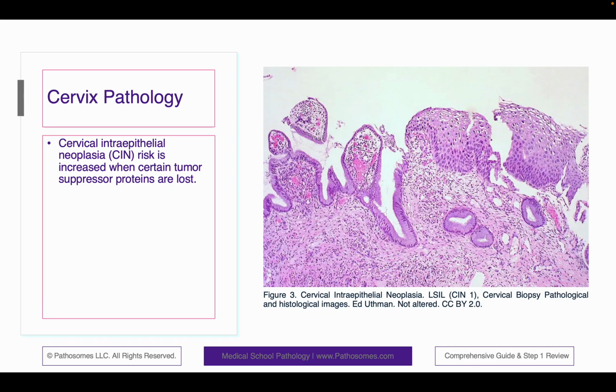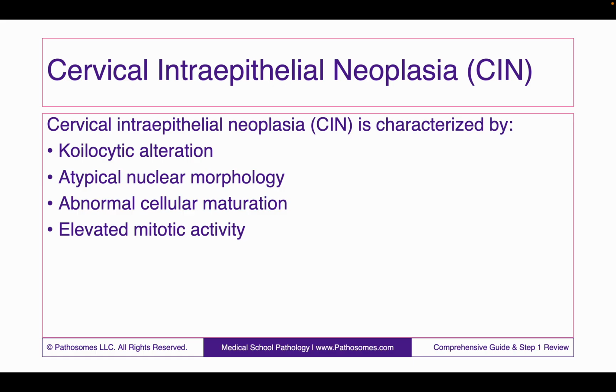Now, what's cervical intraepithelial neoplasia? Well, as you can see here, cervical intraepithelial neoplasia risk is increased when certain tumor suppressor proteins are lost. Cervical intraepithelial neoplasia is specifically characterized by certain features, including coilocytic alteration, atypical nuclear morphology, abnormal cellular maturation, and elevated mitotic activity.